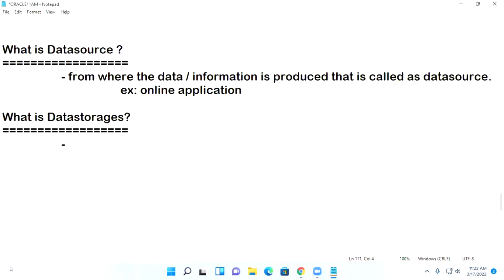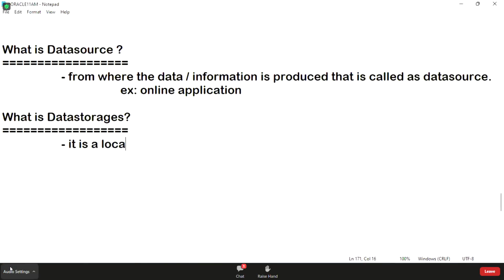Simply, we can say it is a location. It is a location where we can store data or information, and those locations are called storages. Data storages, we call them.